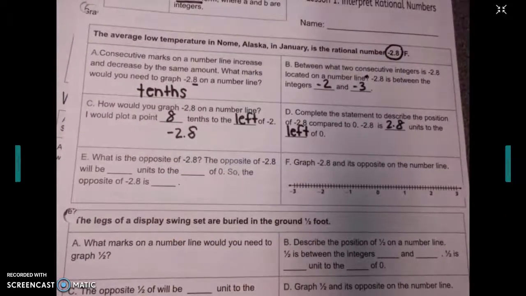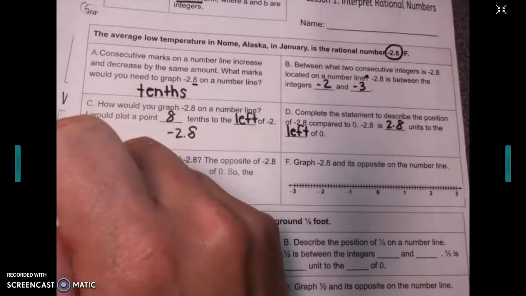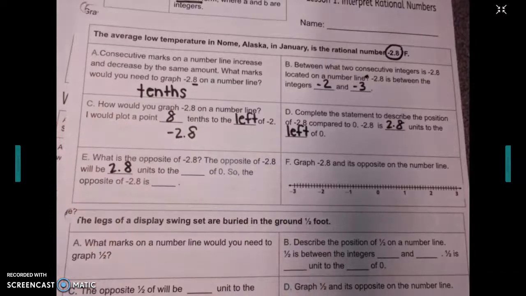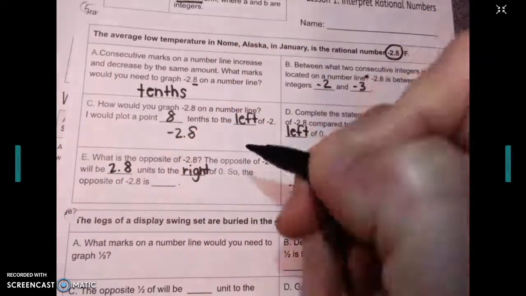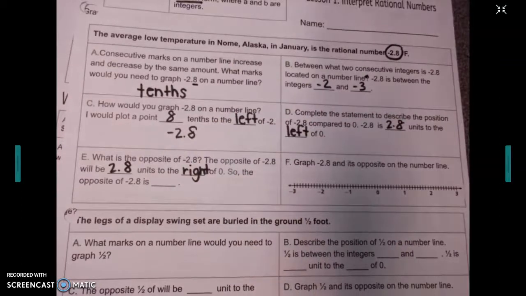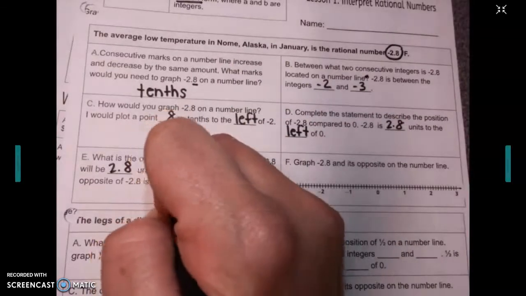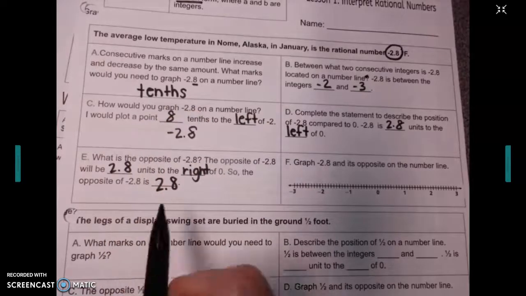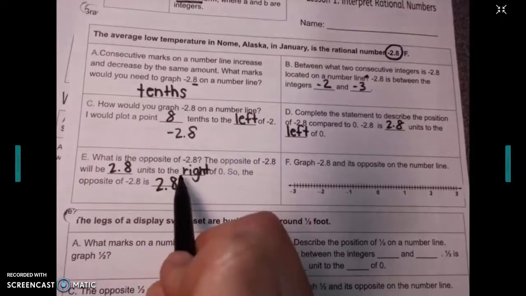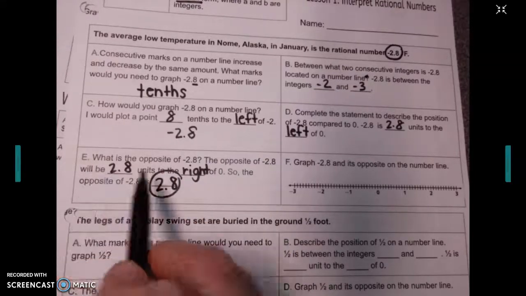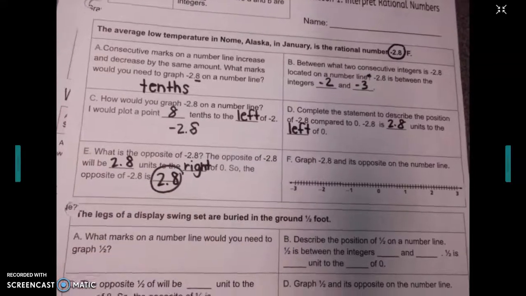E. What is the opposite of -2.8? The opposite of -2.8 will be 2.8 units to the right of 0. So the opposite of -2.8 is 2.8. And most of you probably could figure that when I asked you what the opposite of -2.8 was, you were already at this answer before having to talk any of that out.